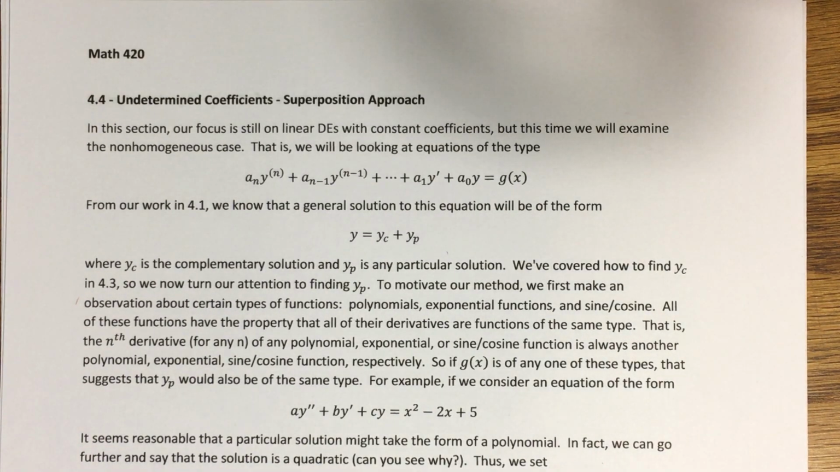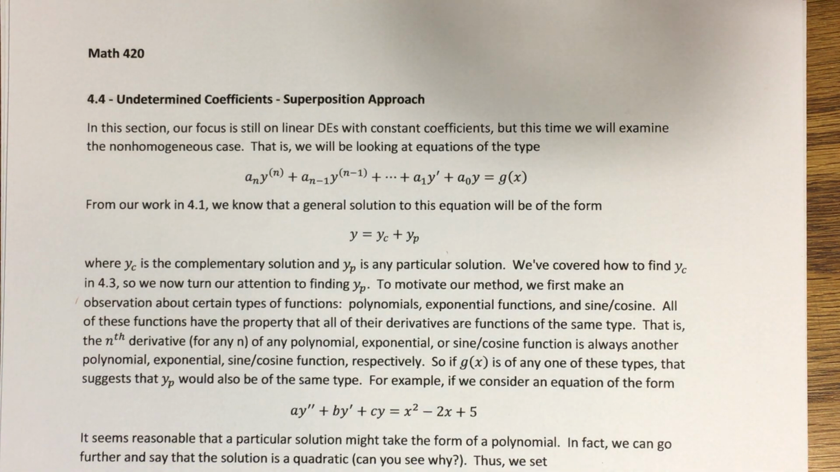All right, section 4.4, we're dealing with a technique for solving non-homogeneous equations called undetermined coefficients. We are going to discuss this method using two different approaches. In this section, 4.4, we use what's called the superposition approach. In 4.5, we'll still talk about the same method, but using a different approach called the annihilator approach.